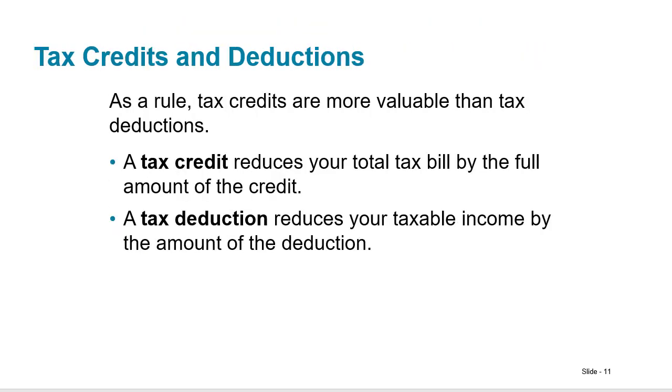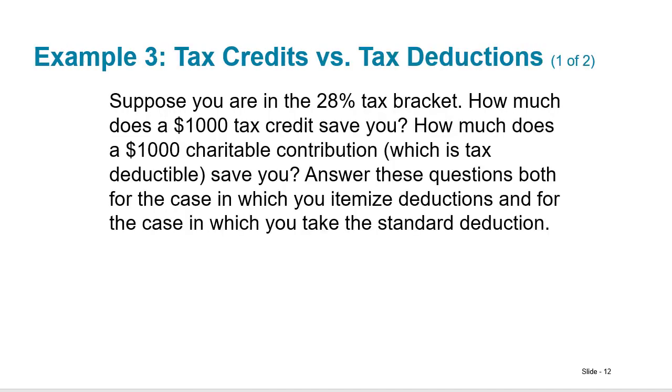A tax credit reduces your total tax bill by the full amount of the credit, and then a tax deduction reduces your taxable income by the amount of the deduction, right? So the tax deduction basically says you earned less money, so your total tax is based on a smaller amount, whereas a tax credit comes off the amount of taxes you owe that's already been calculated on your total income. So that's the two big differences between those.